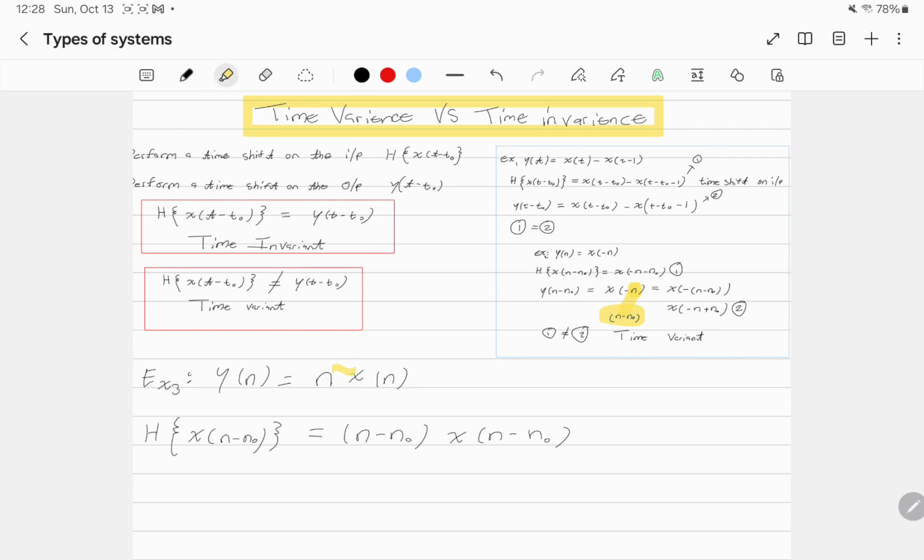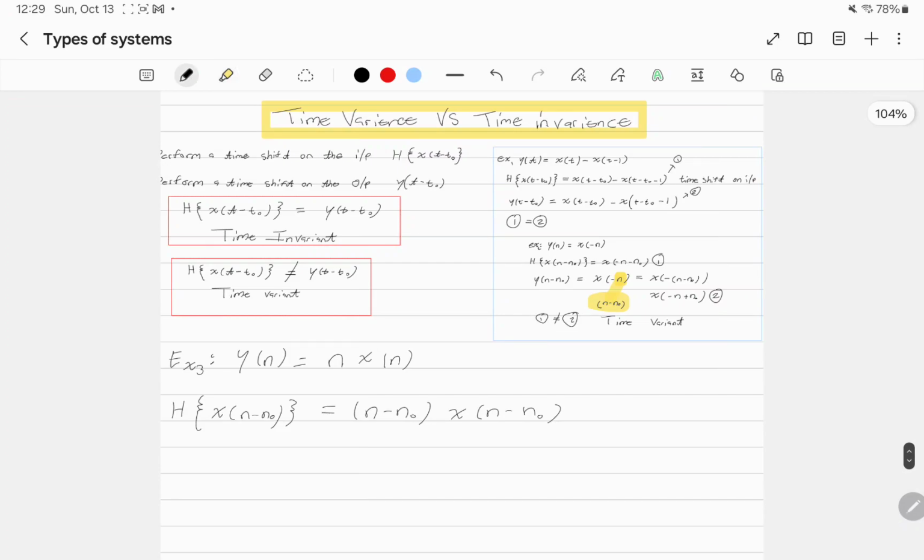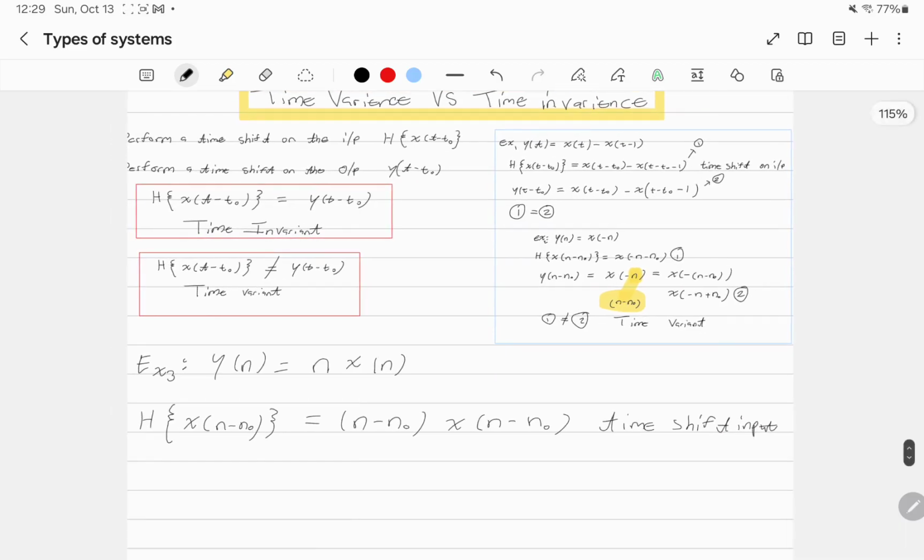So you can see I don't really need to have an x of n, I just need to see an n. For the time shift in the input, all I'm doing is adding a minus n naught to the n. That's all I'm doing. I'm not really looking at the x of n. I'm looking at all the n's. Okay. So that is the time shift on the input. I'll call this equation 1.